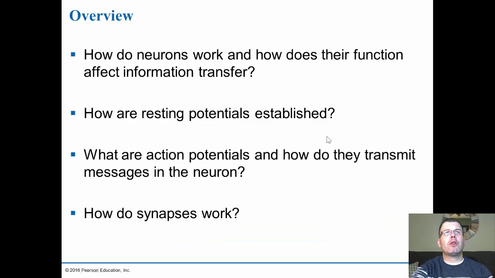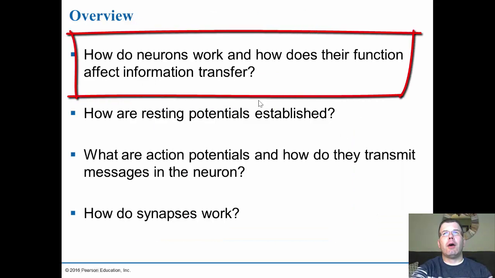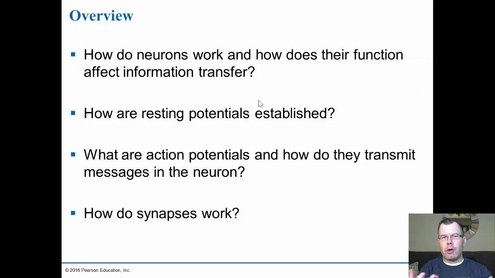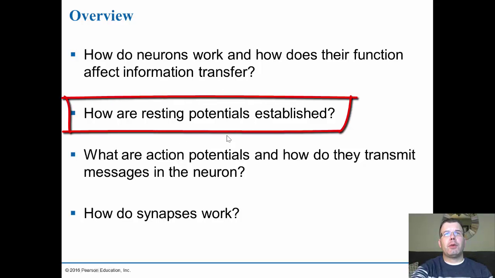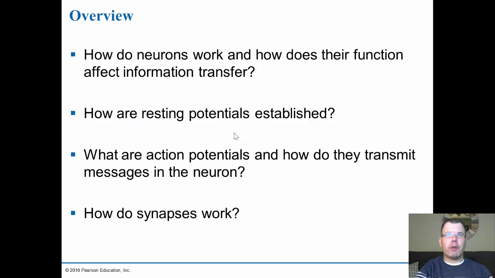So the first thing we're going to look at is how do neurons work and how does their function affect information transfer. So again, we'll talk about the basic structure of the neuron, what types of neurons are located where, and what do they do, and look at those functions. We'll first then discuss the resting potentials. So what happens when the nerve is quiet, and so why does a certain signal trigger a response? And then we'll look at the action potential.